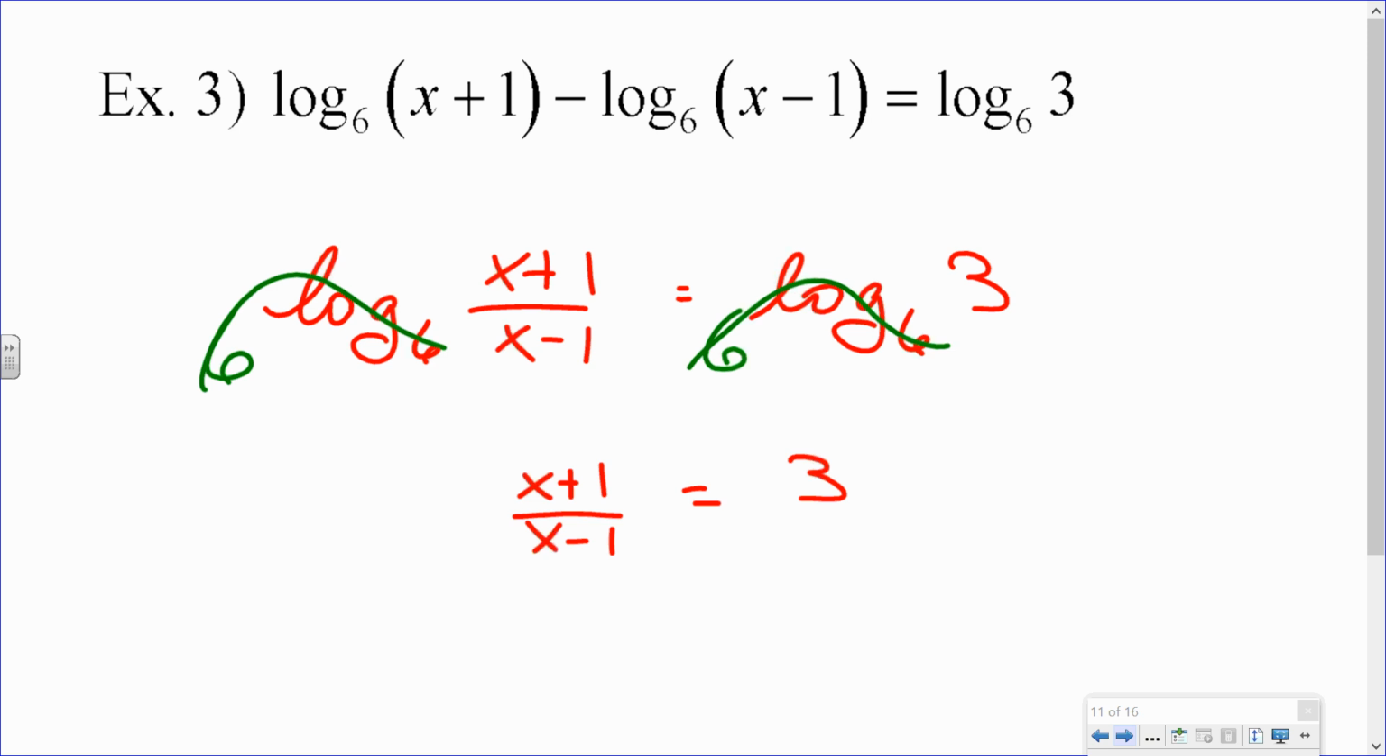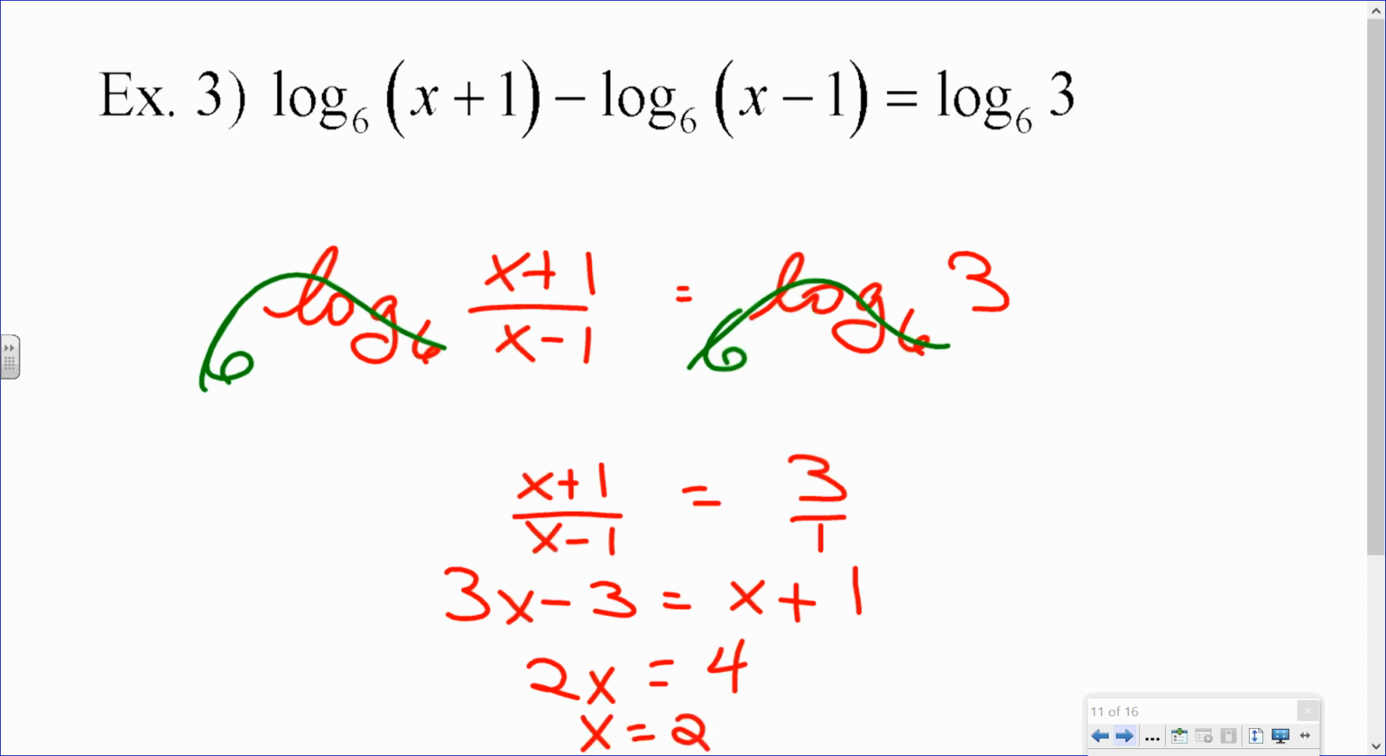And so now I have that problem. Next step to solve it. It's no longer a log problem. What do we need to do next as we are trying to solve this? Keith. Okay, multiply both sides by x minus 1 or take the cross product and we have 3x minus 3 equals x plus 1. Combine the x's, combine the constants, and x equals 2.